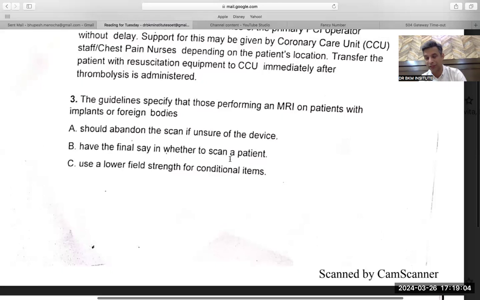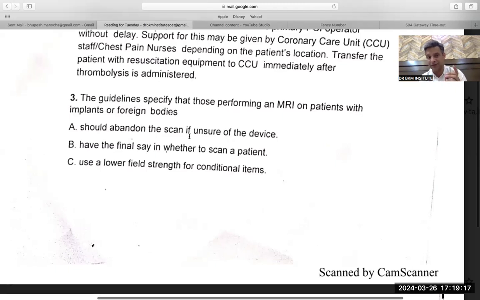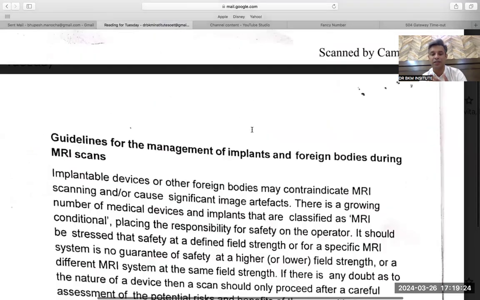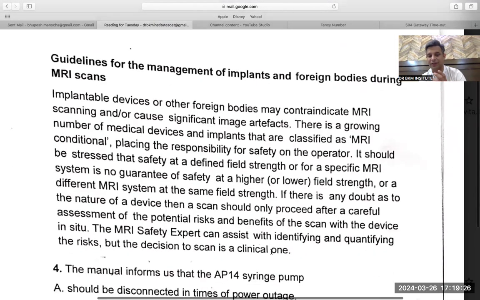Scan should only proceed after the risk and assessment. So that means they can stop the scan if they are unsure of the device. And if they are unsure, only after the careful assessment will they do it again. So A can be the answer as well. And B can be the answer due to the last line, "have the final say in whether to scan a patient or not." They have the final say because it is the clinical one.